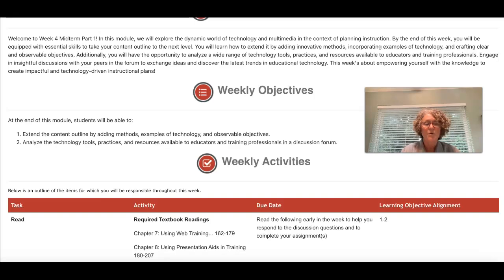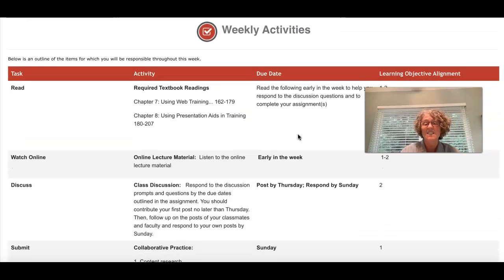So you'll be looking at different types of technology tools this week, practices and resources. Chapters 7 and 8 really get into kind of how to actually present things. So that'll also help you be thinking through, what exactly am I going to be doing? How am I going to facilitate the training for my audience? And that's the other piece.